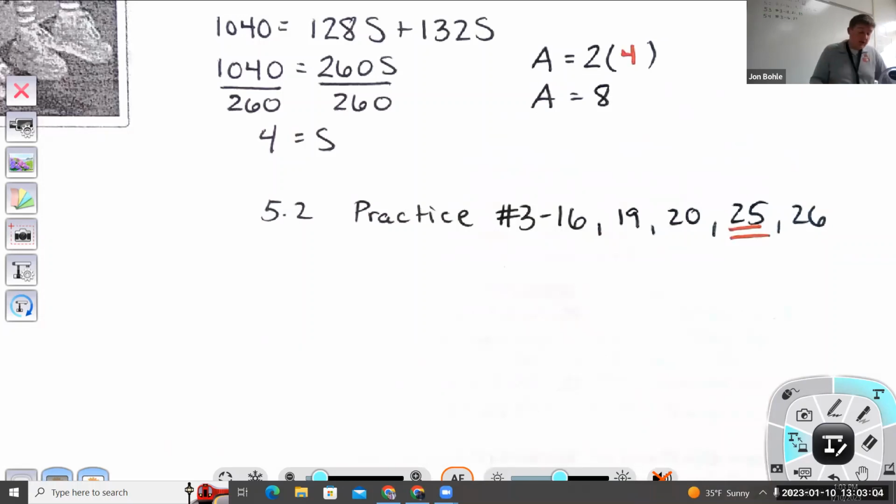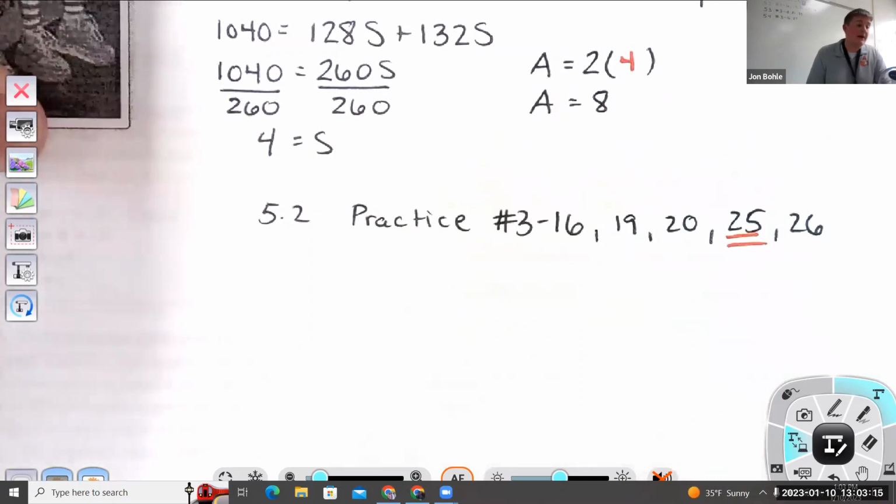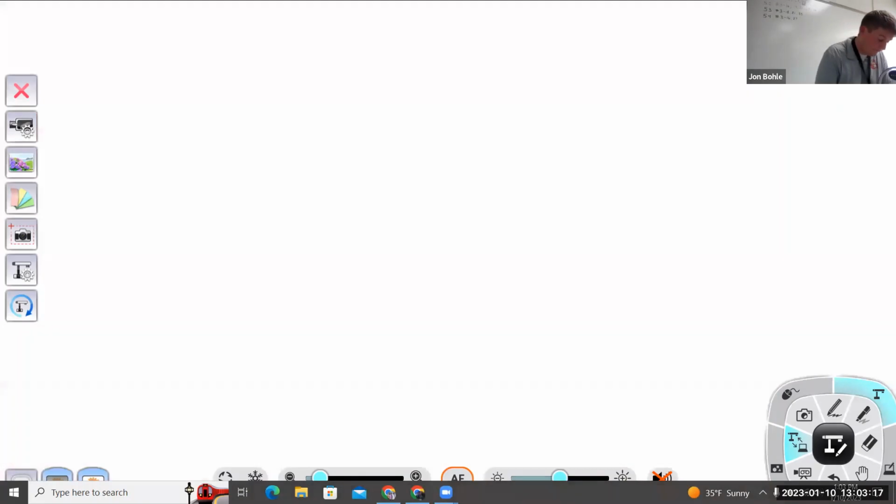So when you're doing this, minimum practice is one word problem, one like regular other problem. Otherwise, let's backtrack a little bit. Let's go to the 5.1 practice problems, and I'm going to do number 27.